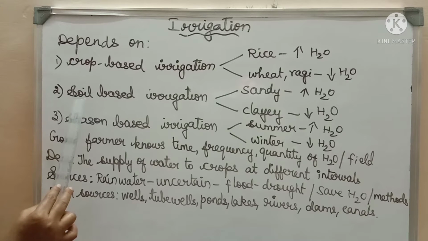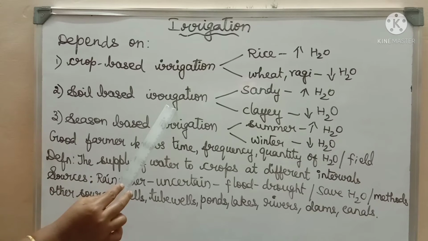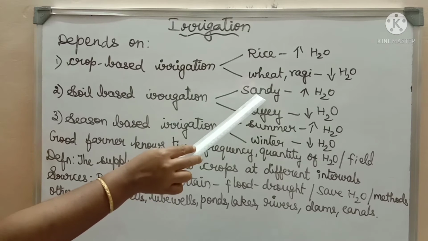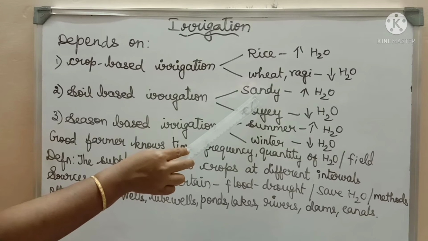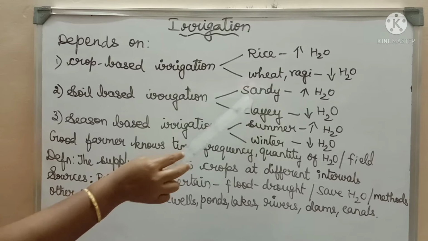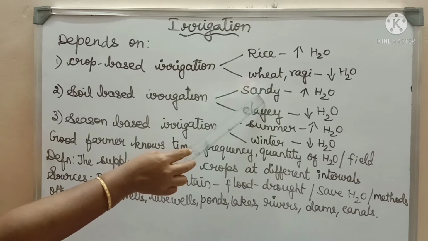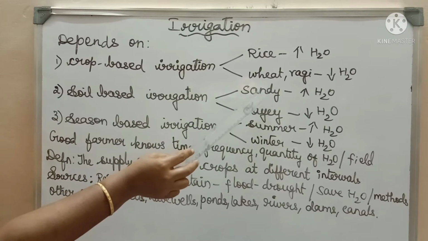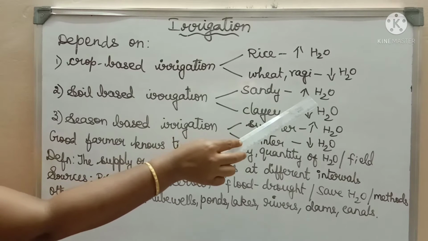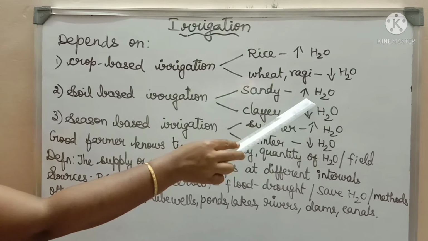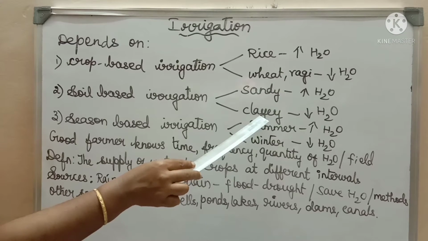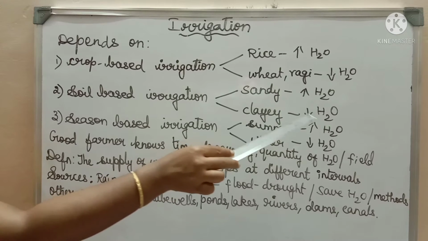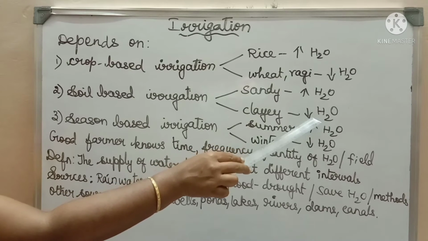Here, the second condition is soil-based irrigation. You know already that sandy soils are porous in nature, so they do not hold water between the particles. As a result, more water has to be supplied when sandy soil is present in the farm. Clayey soil holds the water, so the requirement of water to be supplied is less.